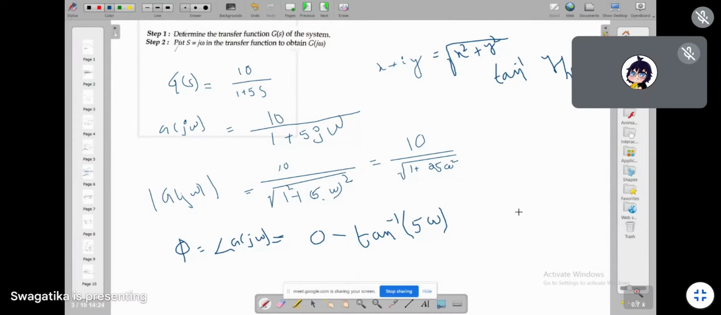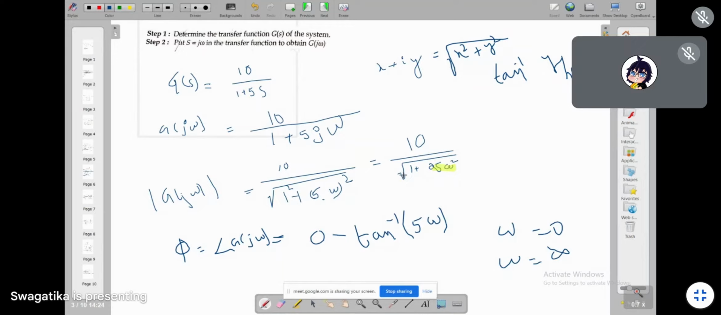So that will be minus tan inverse omega. So we have a table to fill up, but what is the table? You have to first take omega equals to 0, then omega equals to infinity. What will be the magnitude and what will be the phase? You have to calculate. If I take omega equals to 0, then this term 25 omega square will be 0. Yes or no? So the rest will be 10 divided by 1.